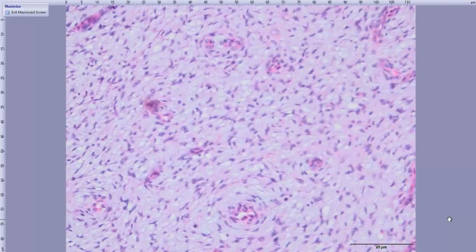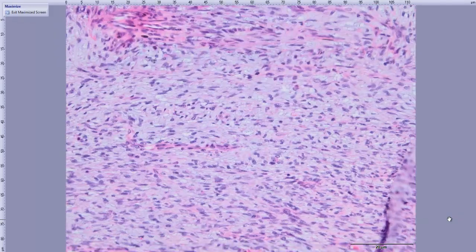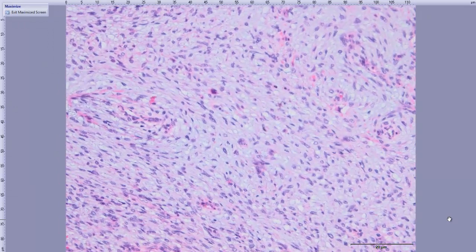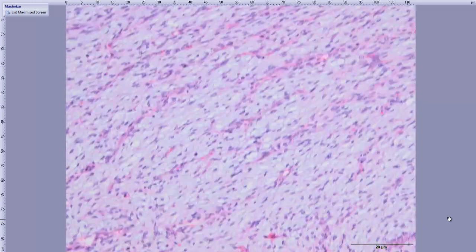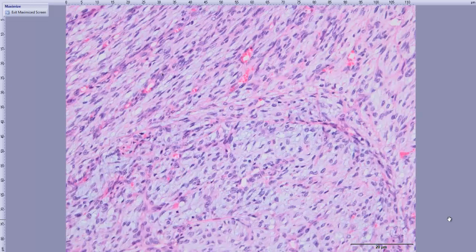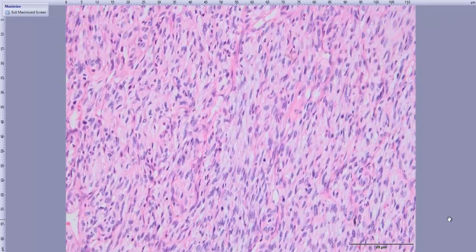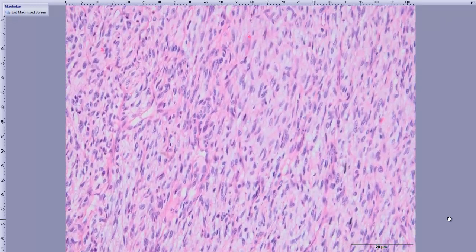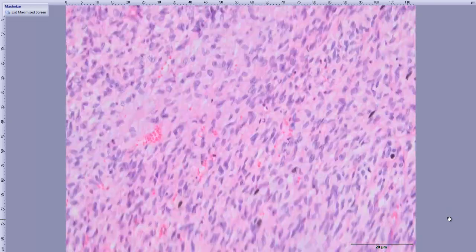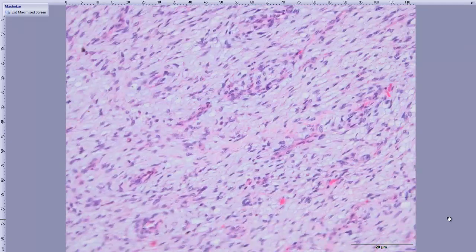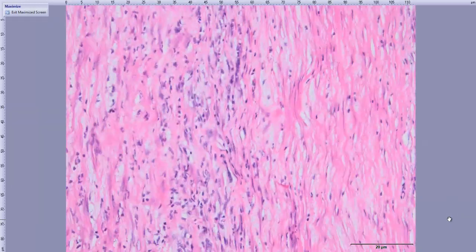there's not so much nuclear pleomorphism. This is unexpected, but there are some scattered hyperchromatic cells, and I'm going to wander around, and you see the tumor. The cells are spindle, and they have some bipolar cytoplasmic features, and some other areas. I'm going to pass another slide.